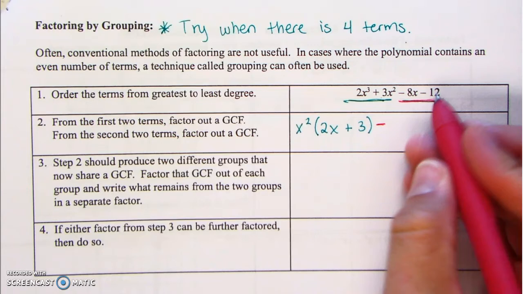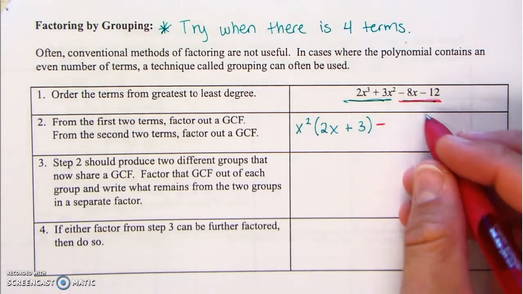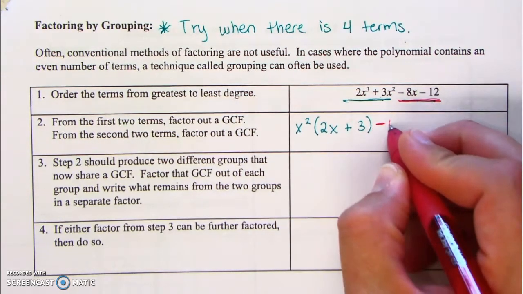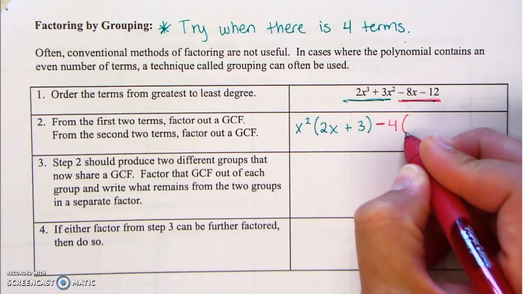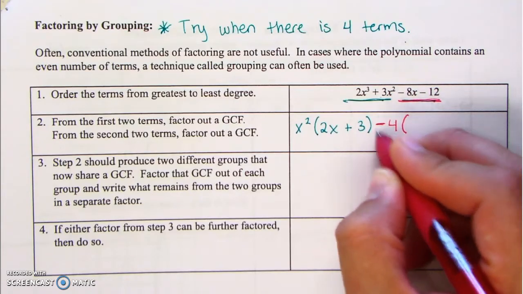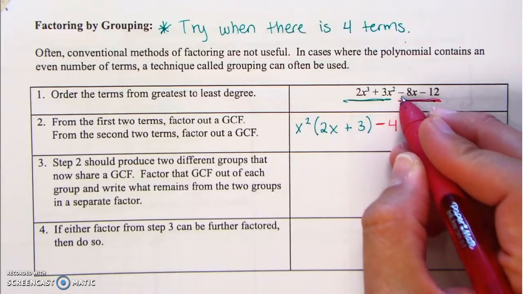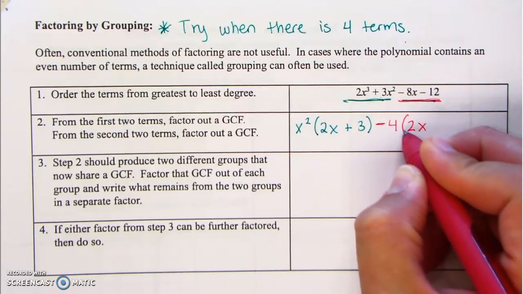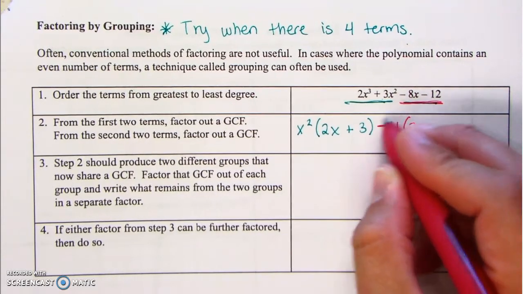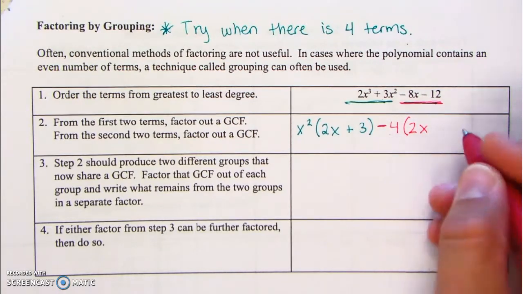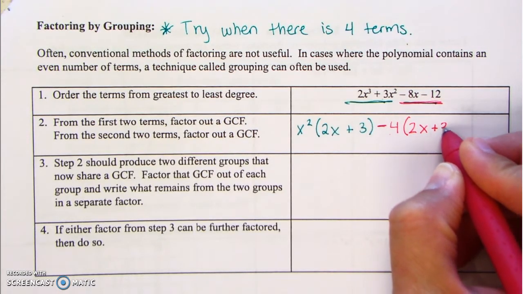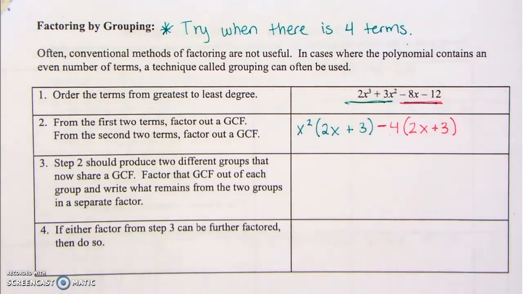Okay. And 8 and 12, let's see, 2, but there's a bigger one. 4. Does 8 go into 12? Nope. So greatest common factor is 4, parenthesis, and negative 4 times what is negative 8x? Negative 4 times 2x is negative 8x. Negative 4 times what is negative 12? Negative 4 times positive 3 is negative 12.